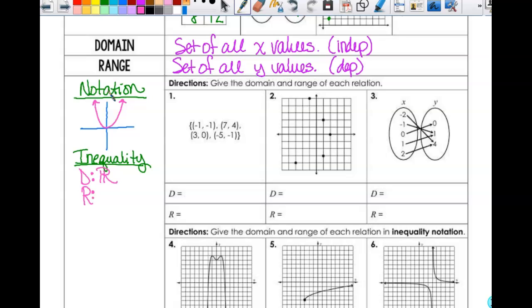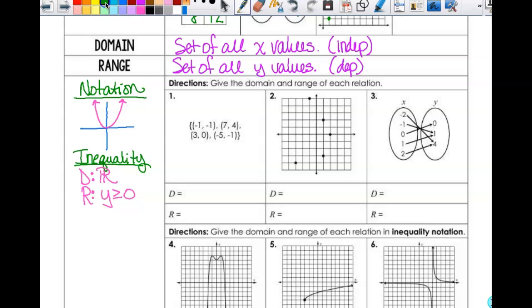Do I get to include 0 here? Is 0 a value on my graph? Yes. So then I would say my y's are greater than or equal to 0. I'd have to include it with the equals. It's a capital R with 2 lines. It means all real numbers.